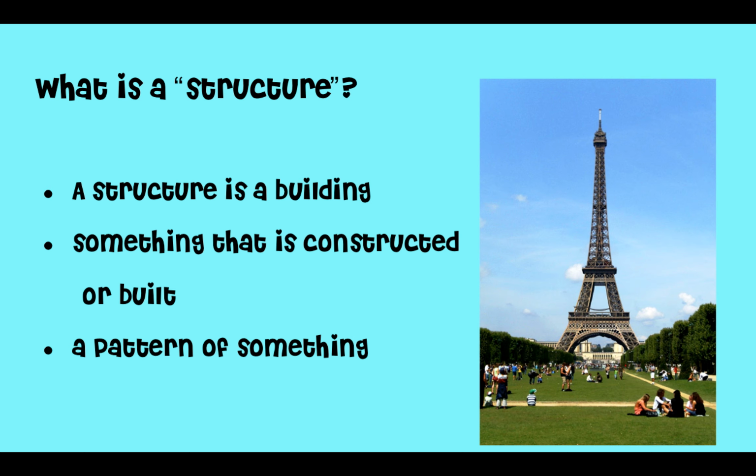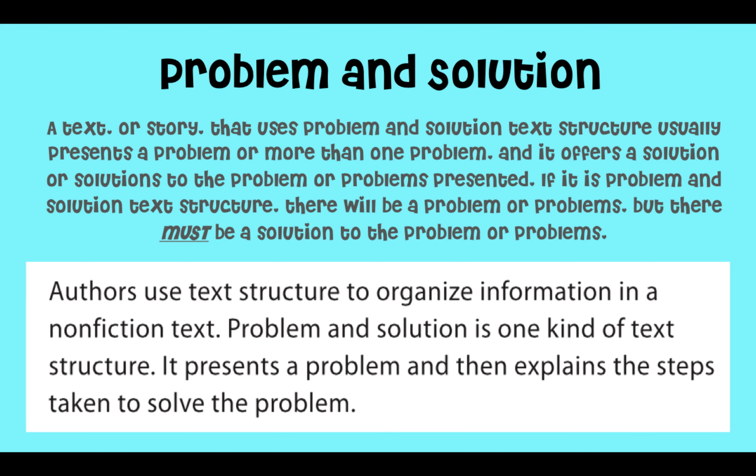Oh, look, this is a problem. Oh, look, this is a problem. Oh, look, here's the solution to the problem. Here's the other solution. So it's the structure or the way a text is built, and it's the pattern that you see in that text. So just reviewing problem and solution. Authors use text structure to organize information in a nonfiction text. Problem and solution is one kind of text structure. Remember, we said there's 5, but we're going to be focusing on problem and solution.